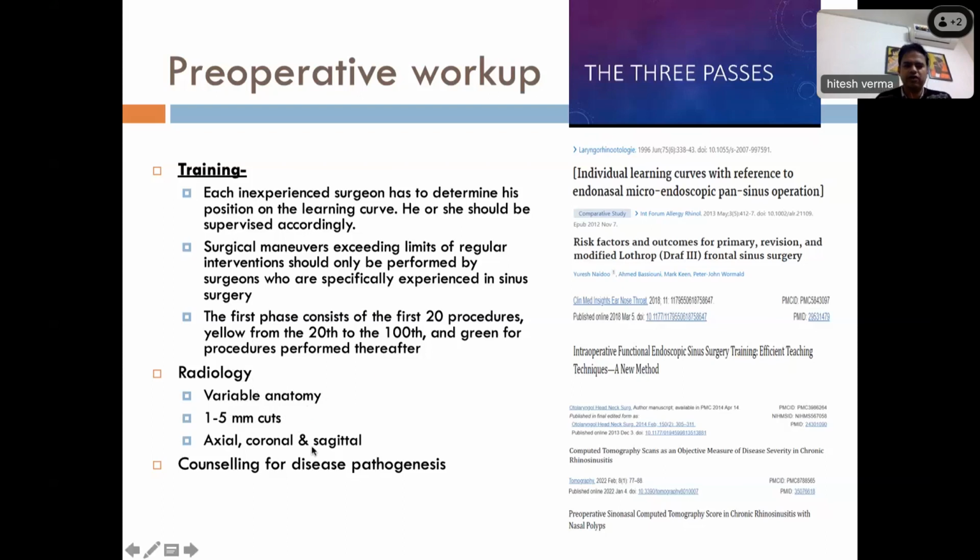And pre-operative counseling is very important, because for nasal polyposis the primary cause is allergy, and we are dealing with a secondary cause, which is the formation of nasal polyposis. So disease recurrence can be there. The patient should know the nature of the disease.